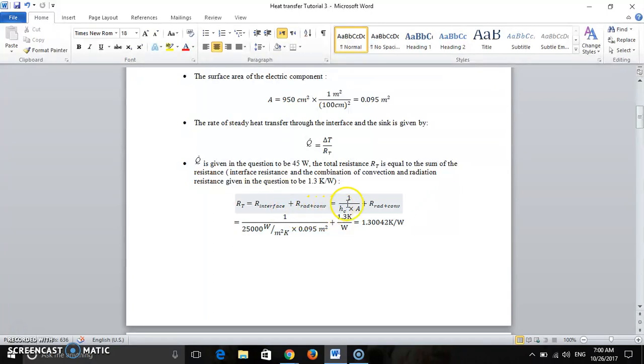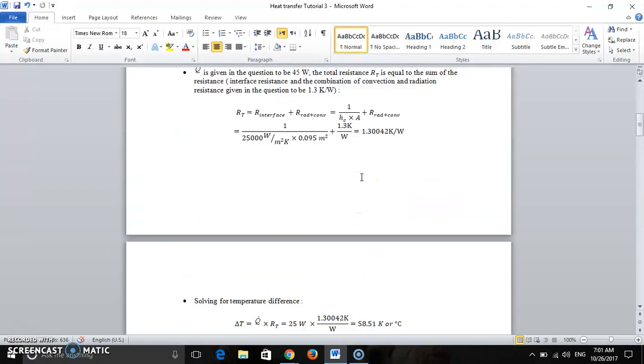So RT is R interface plus R radiation and convection. The R interface formula is equal to 1 over hc, given in the question to be 25,000, multiplied by the area, and this is plus R of the combination radiation and convection. If we write the equation and calculate it, we will notice that the total resistance is 1.30042 Kelvin per watt.